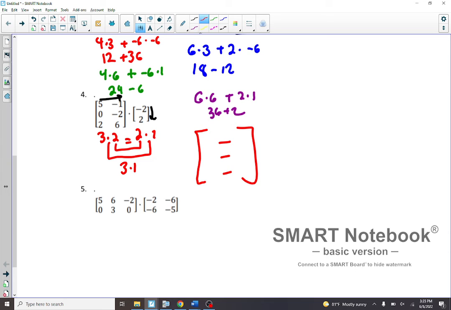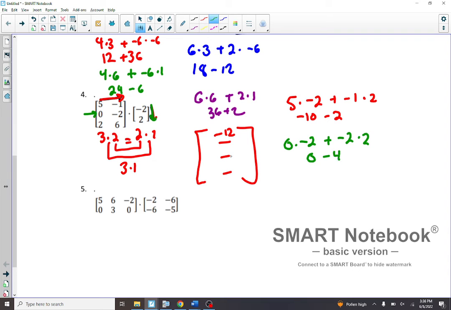Oh yeah, so first one I've got to do is top, and then this is middle because there's no left or right. So 5 times -2 plus -1 times 2, -10 minus 2, -12. Now I'm going to do the middle. So 0 times negative 2 plus negative 2 times 2. So 0 minus 4, negative 4.